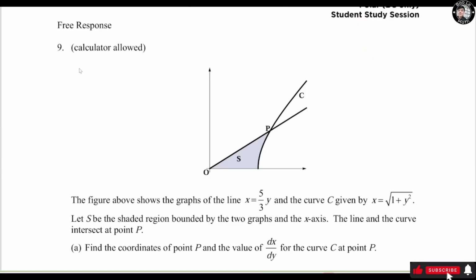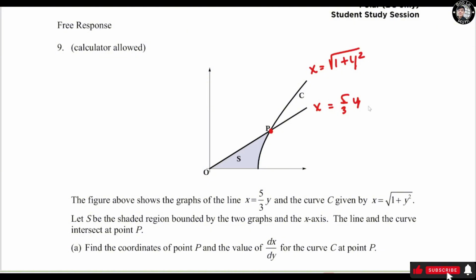Now let's move on to question 9. Calculator is allowed. This question comes from AP Calculus BC question 3 in 2003. The figure above shows the graphs of the line x equals 5 over 3 y, and the curve C is given by x equals the square root of 1 plus y squared. Let S be the shaded region bounded by the two graphs and the x-axis. The line and the curve intersect at point P. Find the coordinates of point P and the value of dx over dy for the curve C at point P.